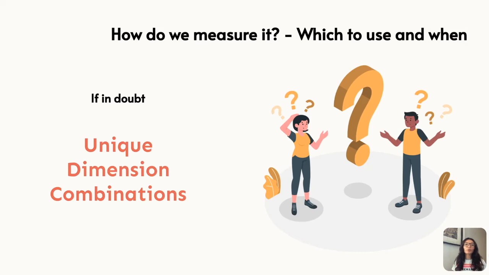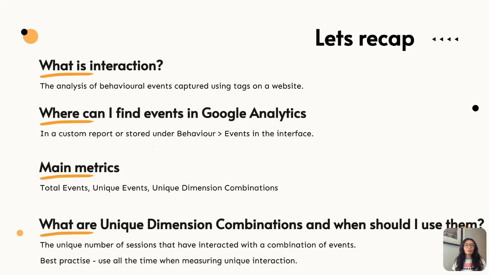If in doubt, always use unique dimension combinations, as this should be correct in both circumstances. Let's recap. What is an interaction? An interaction is the analysis of behavioral events captured using tags on a website. Where can you find these events? Either in a custom report or stored under the Behavior tab in the interface.